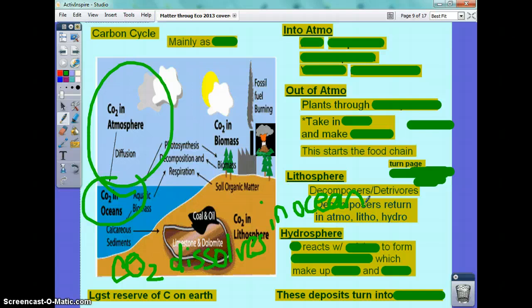Now once it's in the ocean, another way it could get into the ocean is an organism like a plant or a protist can take the carbon dioxide in from the atmosphere and turn it into what? Remember? Glucose, because this is the carbon cycle.